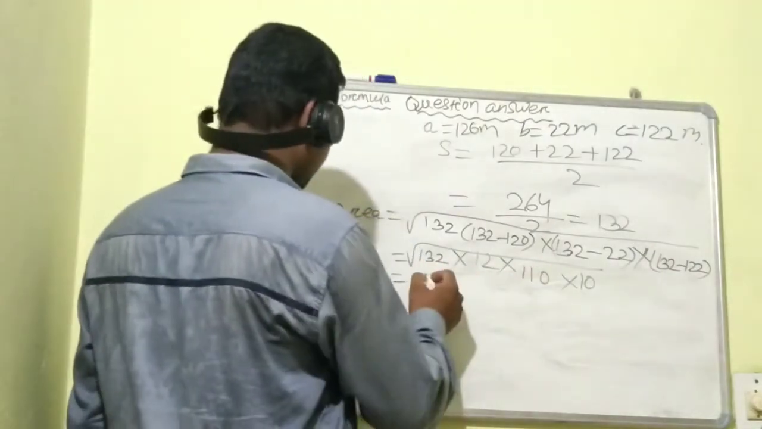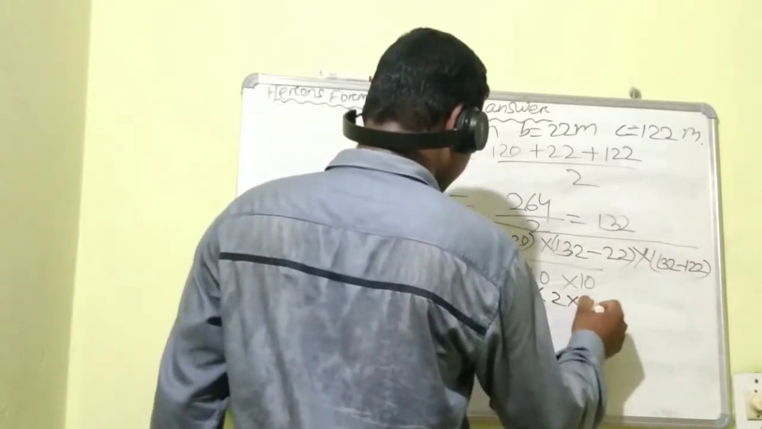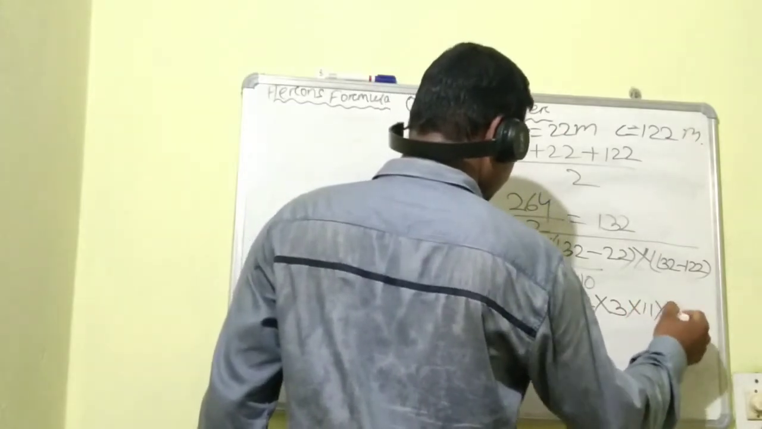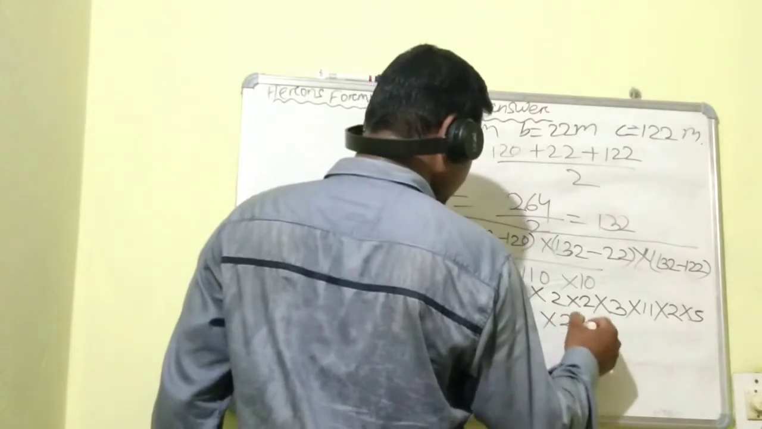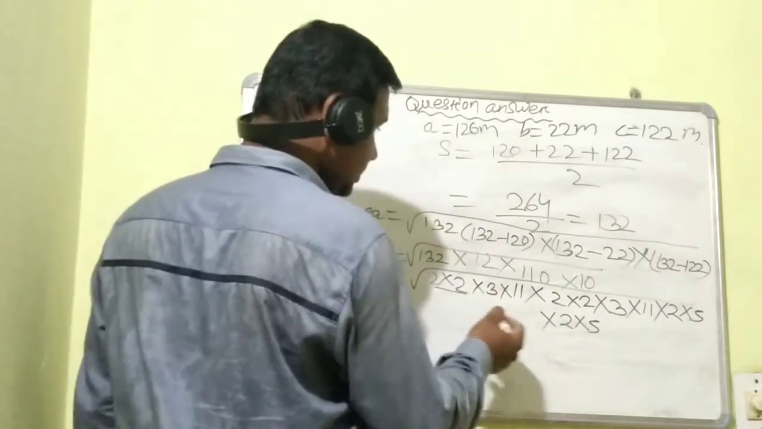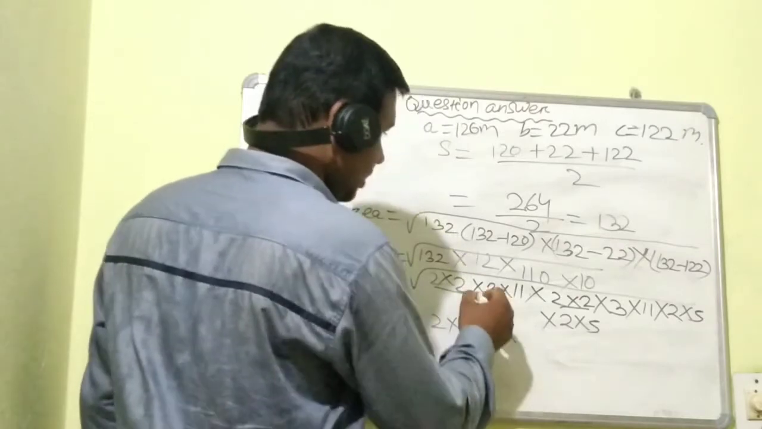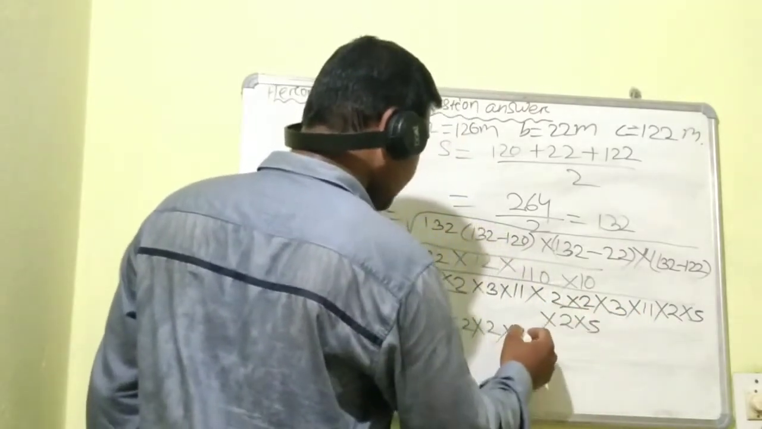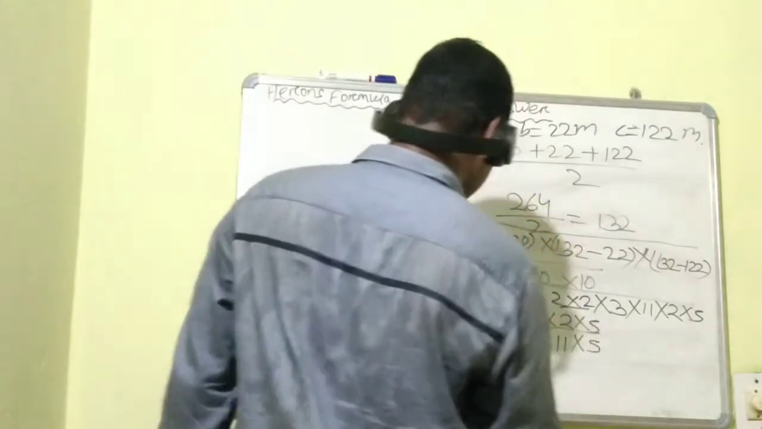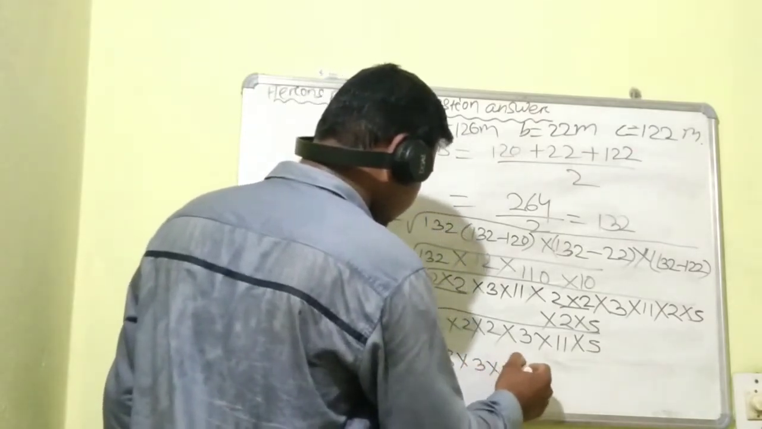We'll have to factorize each term. 132 can be written as 2 into 2 into 3 into 11, then 12 can be written as 2 into 2 into 3, then 110 can be written as 11 into 2 into 5, then 10 can be written as 2 into 5. So for your answer, how many times is 2 here, how many pairs? 2 and 3 pairs, so we will take 3. And how many 3s are here? 2, that means 1 pair, so we will take 1. And 11 once and 5 once.